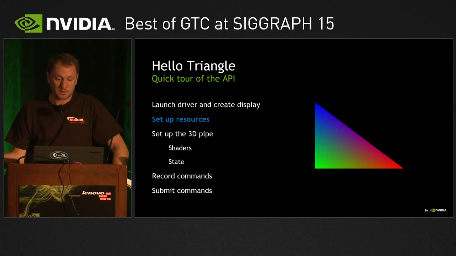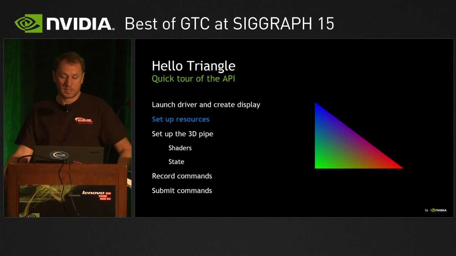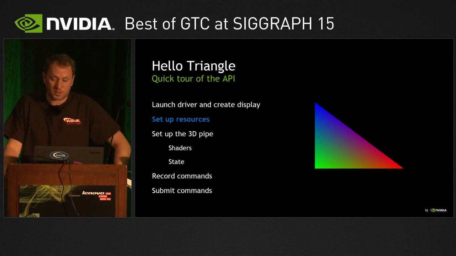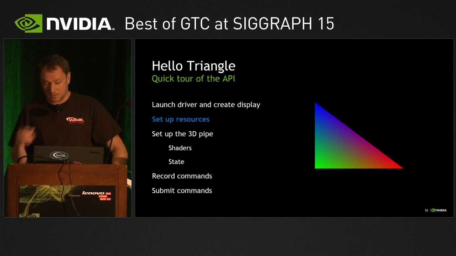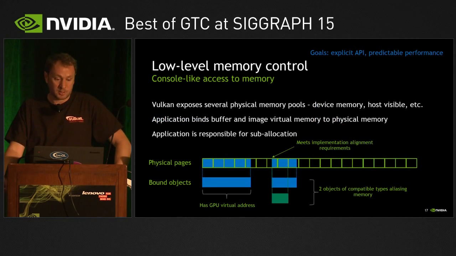All right, so we've got the loader going, we've got our display going. Now the next step is we're going to set up all the resources we're going to use for drawing this triangle. In this particular case, drawing a triangle, all you need is some vertices and maybe even an index buffer. But this particular one doesn't have any textures or anything. But just imagine that there's a whole bunch of resources that you need to set up. So we're going to talk a little bit about that.